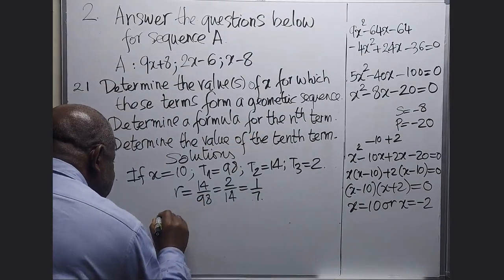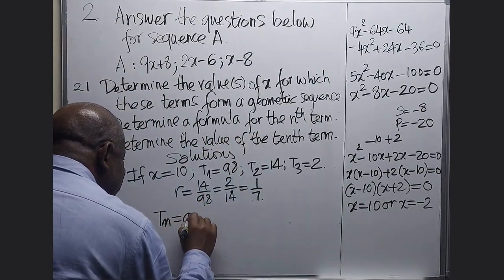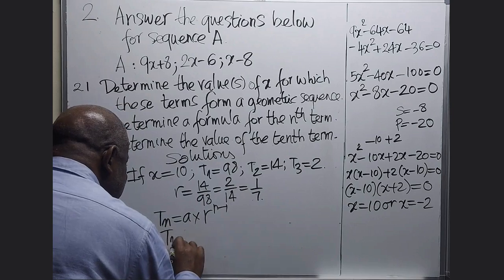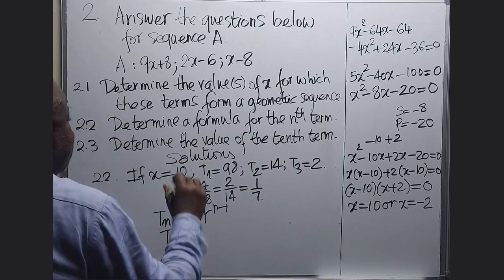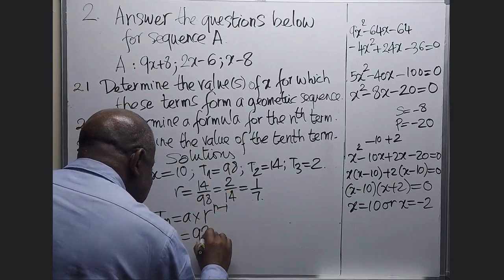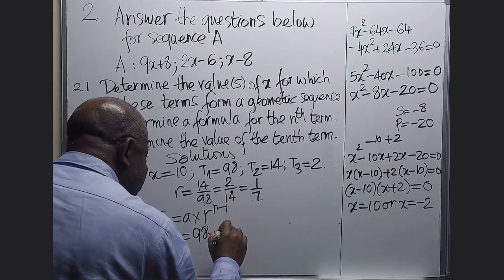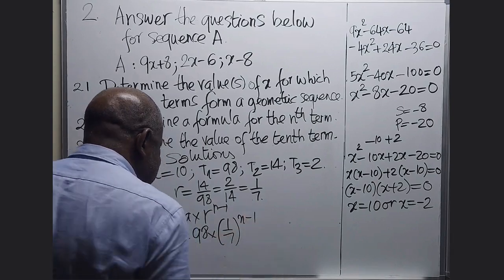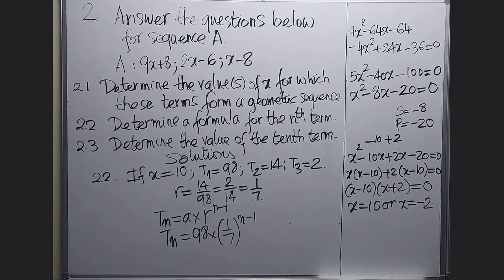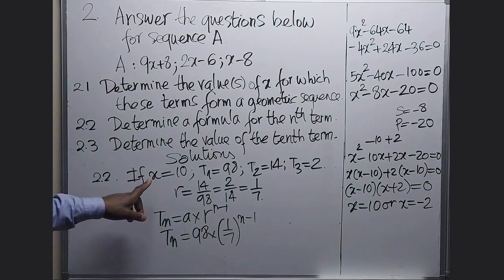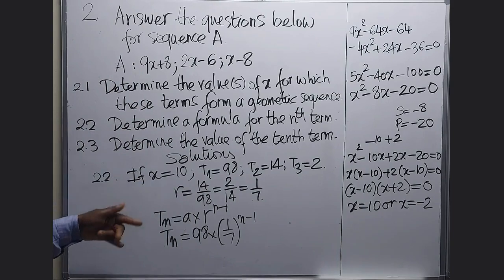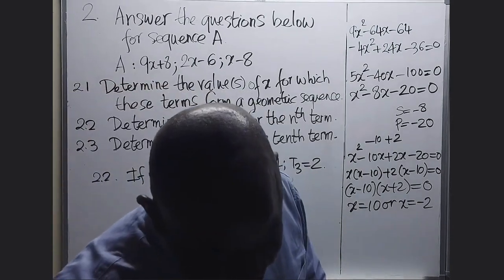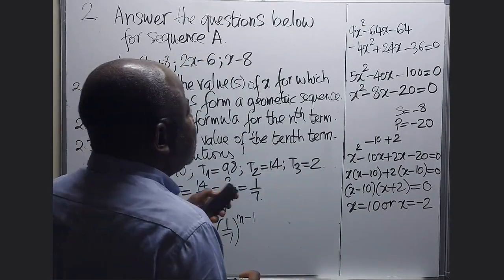The formula for the nth term, Tn, is equal to a times r to the power n minus 1. Tn will be equal to the first term, 98, times our common ratio, 1 over 7, to the power n minus 1. This is for x is equal to 10. Now we're going to consider the second value, that is x is equal to minus 2.